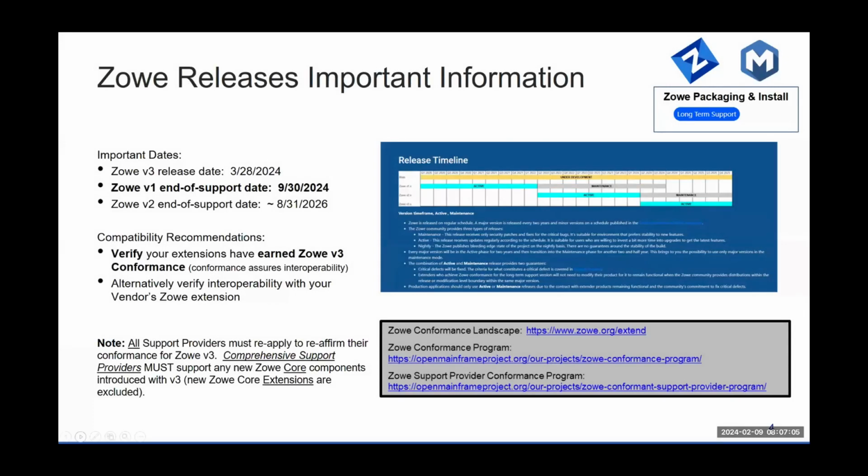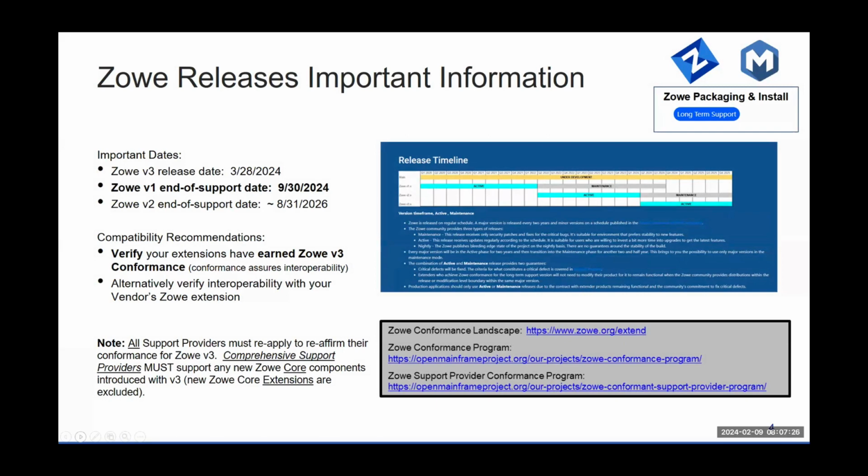Okay, so with respect to Zowe releases, we start with our important dates. Our plan is to introduce V3 at the end of March 28th. V1 will be terminating support at the end of September. That's this year. So the clock is ticking there.